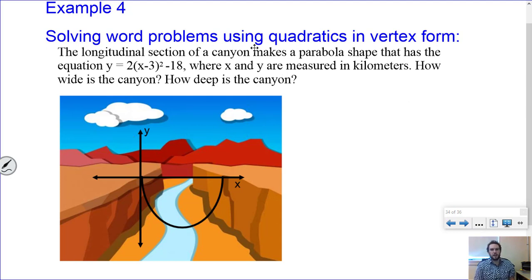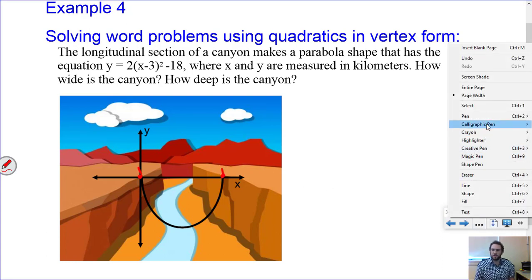The longitudinal section of a canyon makes a parabola shape that has the equation y equals 2(x minus 3) squared minus 18, where x and y are measured in kilometers. How wide is the canyon and how deep is the canyon? So how wide is the canyon? Well, in order to figure out how wide the canyon is, we need to figure out the distance from this point here to this point here. Well, what are those points? Those points are your x-intercepts. So if I can find the value of this x-intercept here, and I can find the value of this x-intercept here, I would just subtract them to find the distance between them.